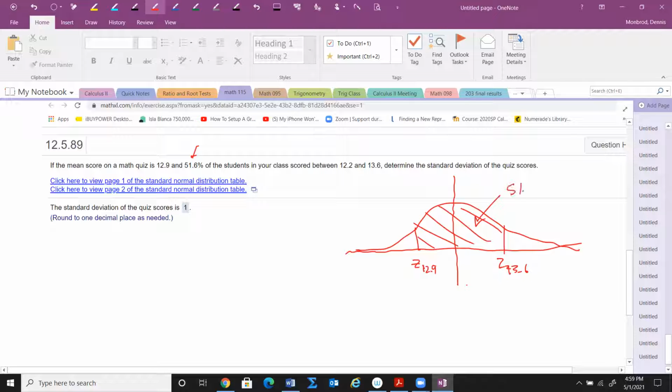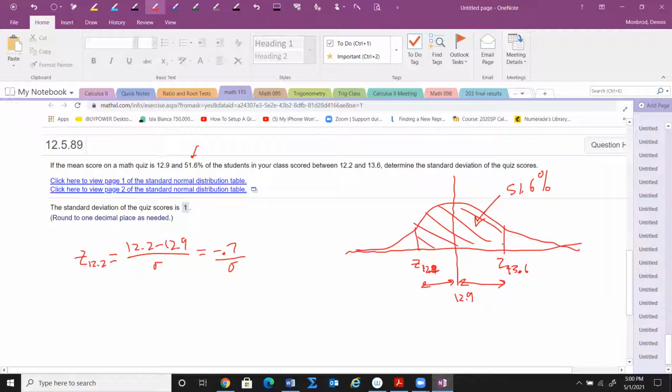That is 51.6%. Now, it just so happens that these are evenly split. This distance in here is the same as this one from the 12.9. Sorry, this was 12.2 right here. So 12.2, 12.9 in the middle, that's our mean, and 13.6. So when you set up your z-scores, the 12.2 becomes 12.2 minus 12.9 over sigma. Well, that's negative 0.7 over sigma. And we're trying to find sigma. That's our standard deviation.